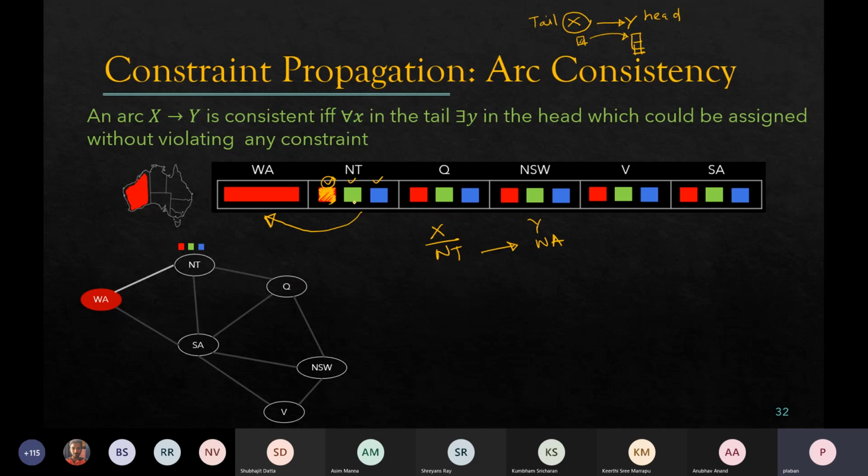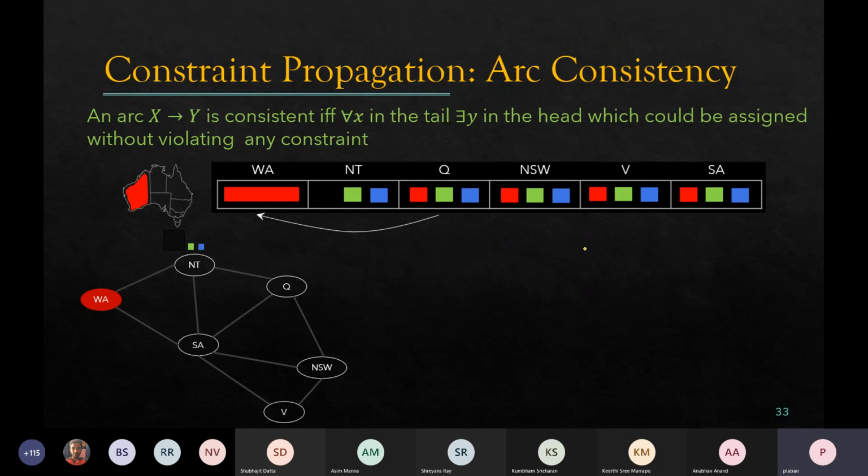Now, if you remove this, we have green and blue, and you see that we can assign any value like green and blue to NT to make it consistent with WA, right? So basically, we see that this NT to WA is not consistent. Let us check the other.